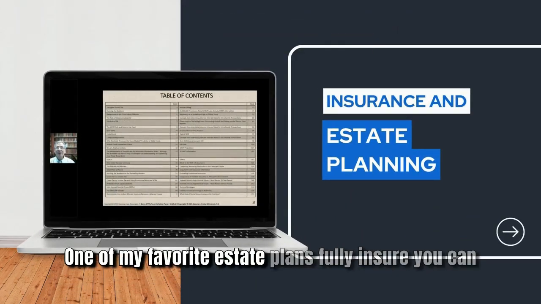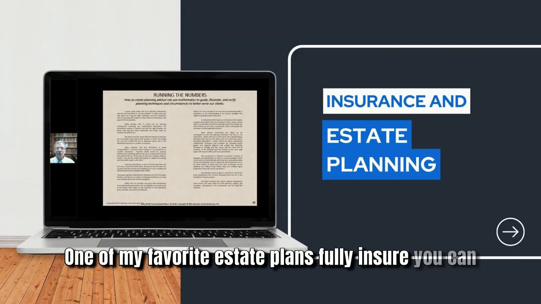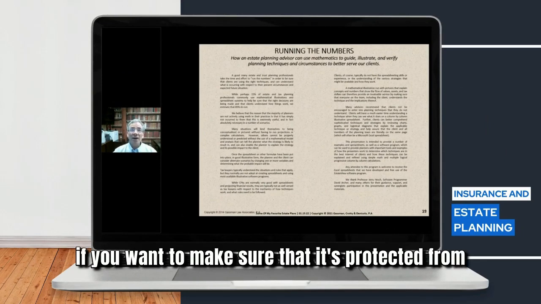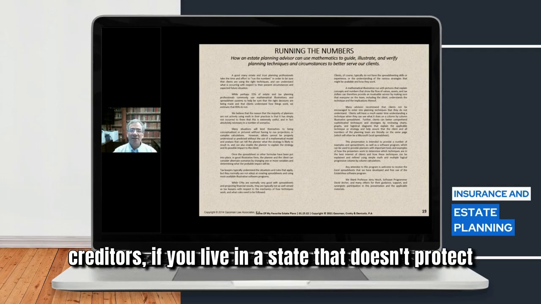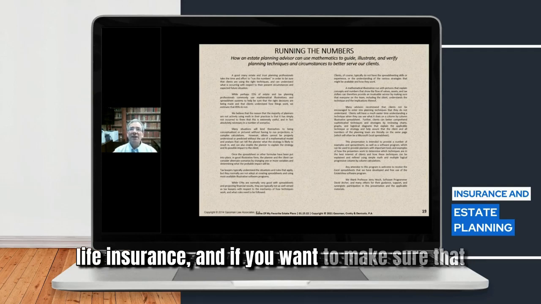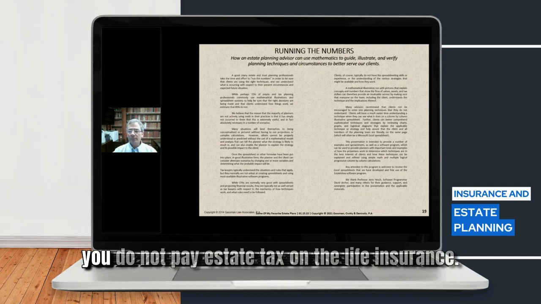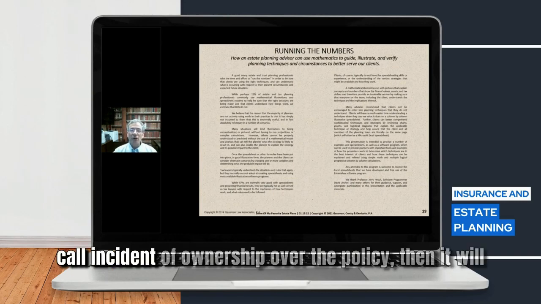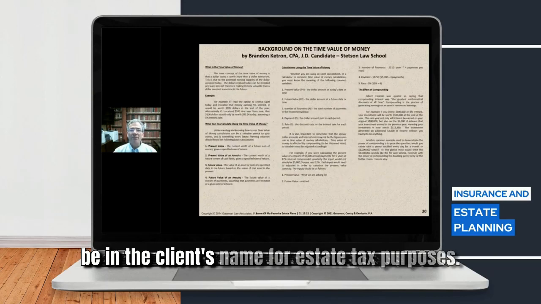One of my favorite estate plans: fully insure. You can put that life insurance in an irrevocable life insurance trust if you want to make sure that it's protected from creditors, if you live in a state that doesn't protect life insurance, and if you want to make sure that you do not pay estate tax on the life insurance. If the client owns the policy or has what they call incidents of ownership over the policy, then it will be in the client's name for estate tax purposes.